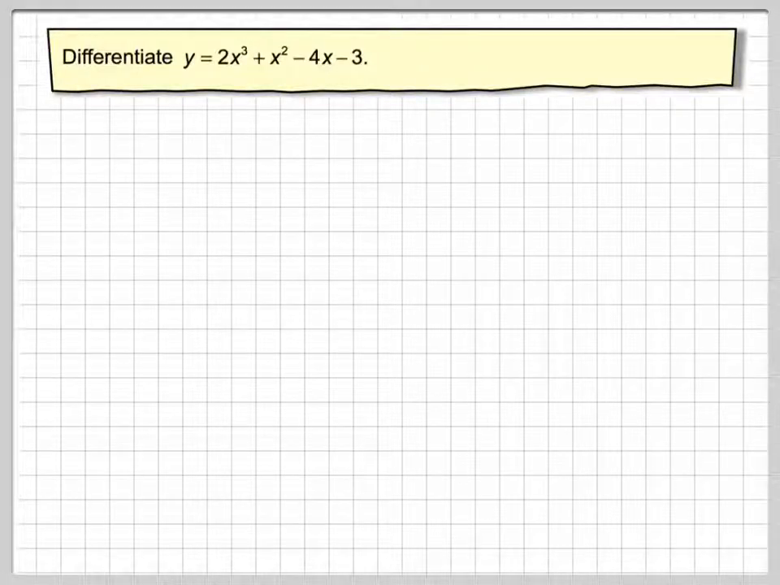Hi, in this video we're going to differentiate sums and differences. So we're going to differentiate the polynomial. I'm starting differentiation off with y is equal to 2x cubed plus x squared minus 4x minus 3.